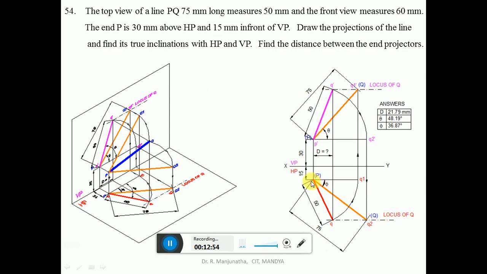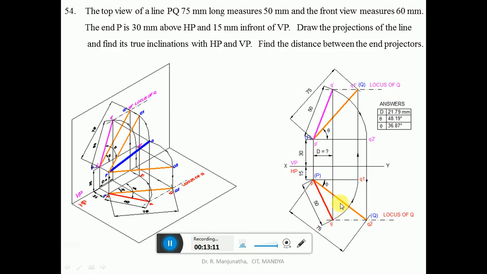With P as center, you take the radius of PQ1, which is 15 mm in front of VP. Then draw an arc such that it is going to cut the locus of Q here. So this point is going to become small pq, and join small pq with a dark line.